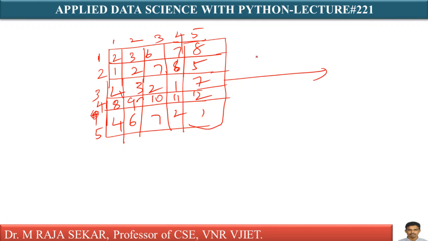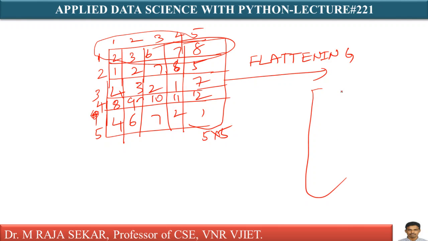What is that technique name? Flattening. What is this flattening? It is simple and straightforward. There are 5 rows and 5 columns. What I will do, I will take the first row. What is my first row? 2, 3, 6, 7, 8. What is my second row? 1, 2, 1, 2, 7, 8. In that manner, I will write first row, next second row, third row, and in similar manner, the last row, 4, 6, 7, 2, 1, something like that.